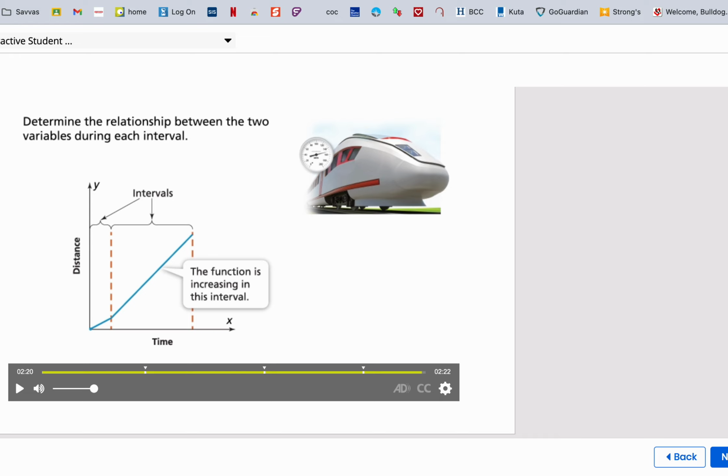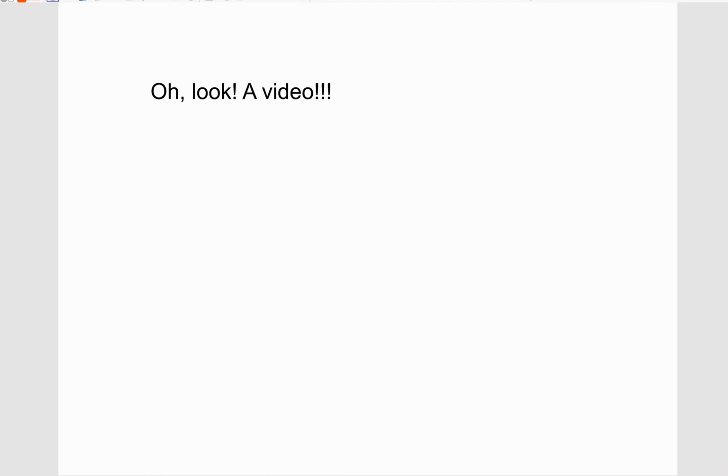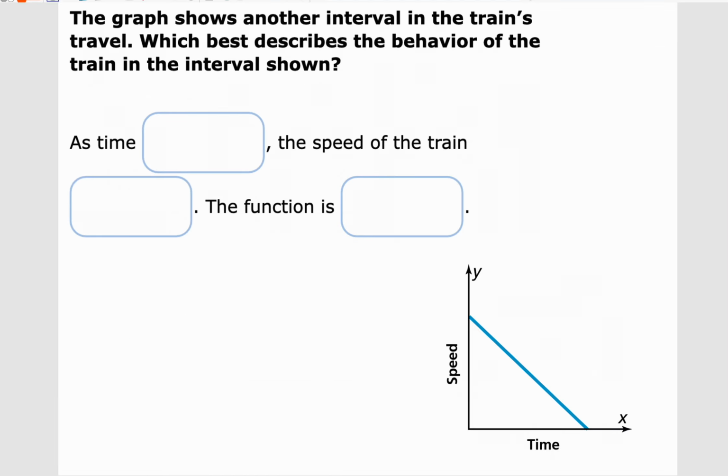All right, back to my other program here. Okay, so the next part of your book, the next example, this graph shows another interval in the train's travel. Notice now that we're not talking about distance, now we're talking about speed. So as time increases, what is happening to the speed of the train? Okay, and we're always going to read graphs from left to right. So anytime time is on our x-axis, we're going to be talking about as time increases, because time is always going to be moving forward.